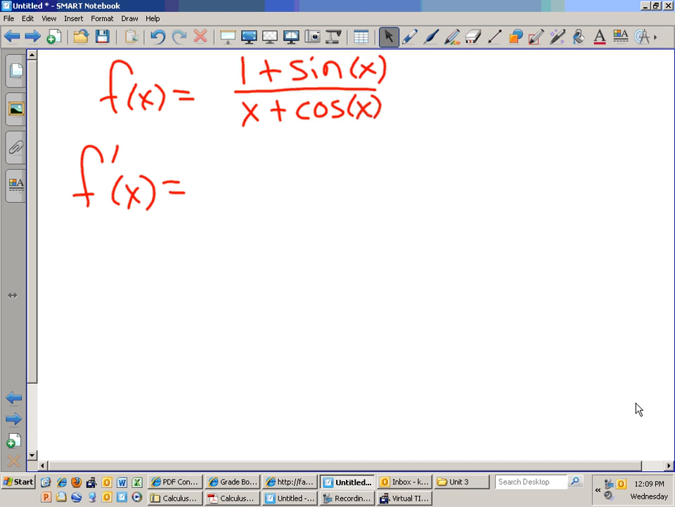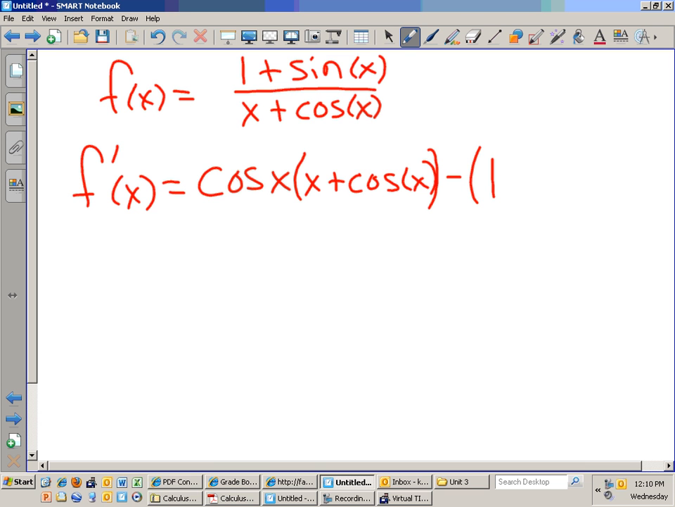What's the derivative of the top? Very good. Times the bottom left alone. So I have x plus cosine of x minus 1 minus sine of x. So I'm taking the derivative of the bottom, which is 1 minus sine of x, because the derivative of cosine of x is negative sine of x, times 1 plus sine of x.